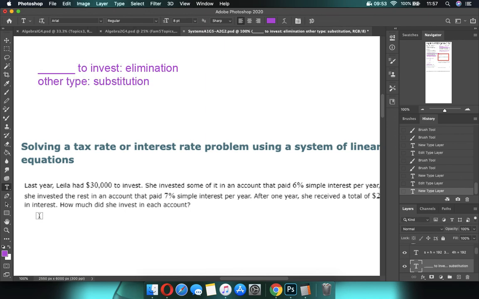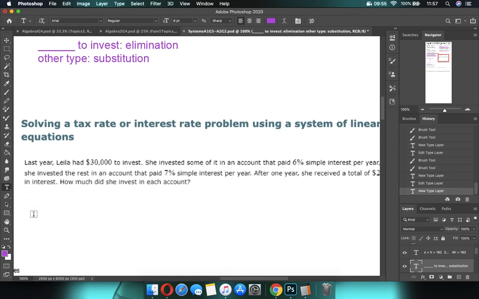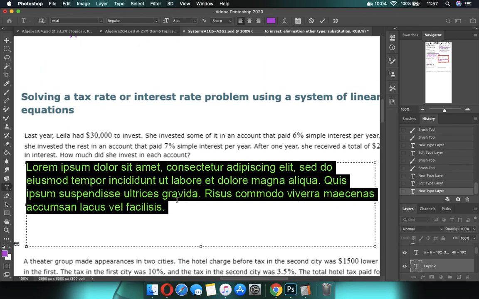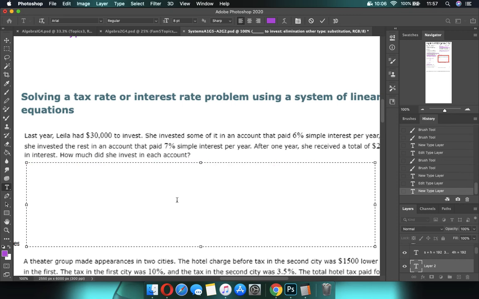So if we're looking at this one at a glance, scroll, 30,000 to invest. That means this is the elimination type. Oops. Scroll back up so I have space. Okay. So 30,000 to invest. So the first account plus the second account equals the 30,000.